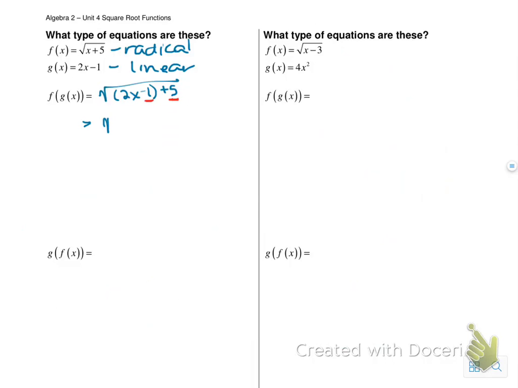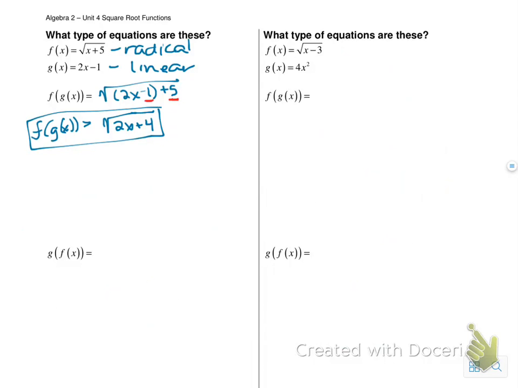So I have 2x plus 4. That cannot be simplified. There is nothing that can be done. That is the answer. So f of g of x is the square root of 2x plus 4. Okay, now I'm going to reverse it. I'm going to do g of f of x.